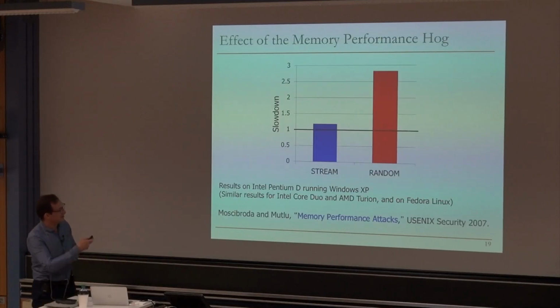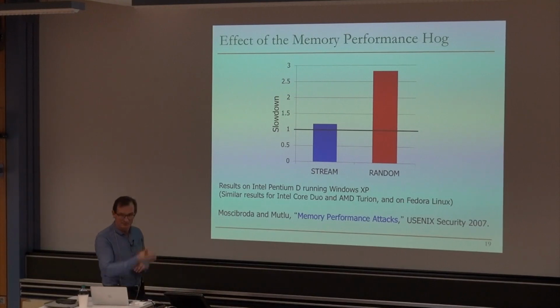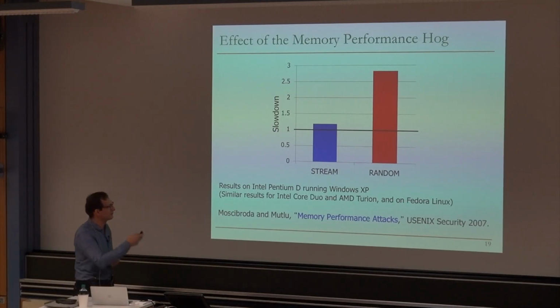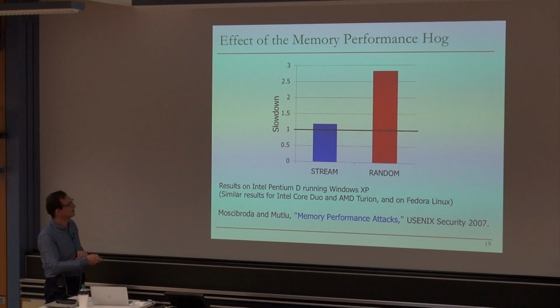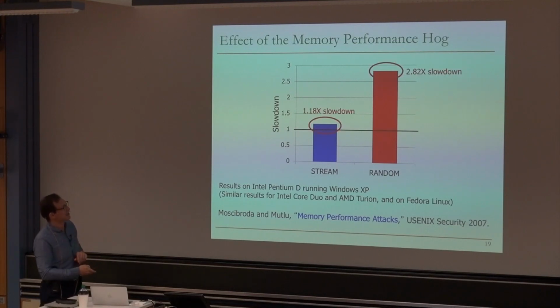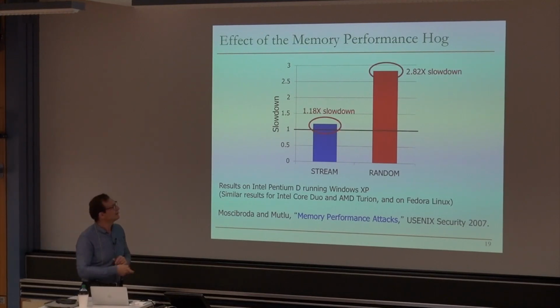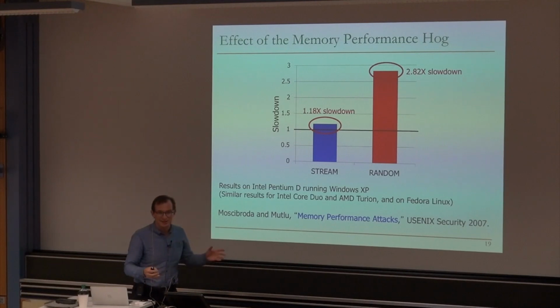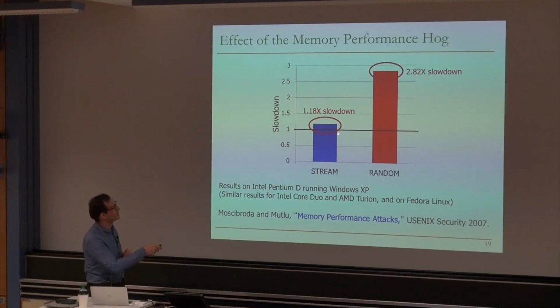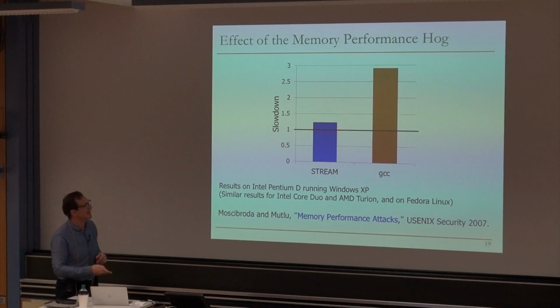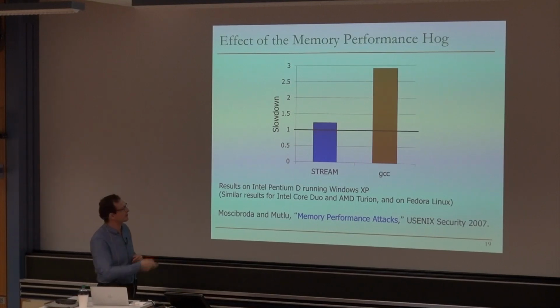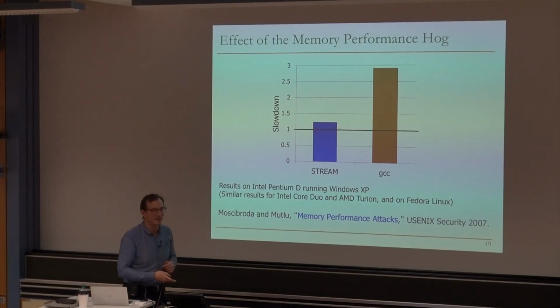So if we actually did this experiment, we ran the stream memory performance hog with the random access application that I showed you, and you can read the results in the paper in more detail. But basically, you get results that look like this. Stream slows down little. Random slows down a lot, almost 3x. This is within 20%. This is almost 3x. Right? And you could run stream with some other application. It denies service to that other application.